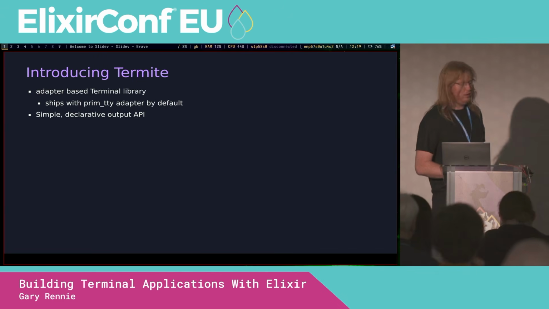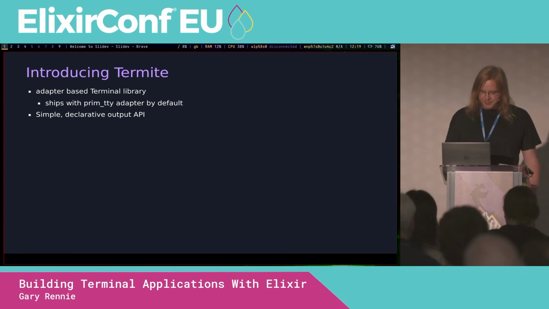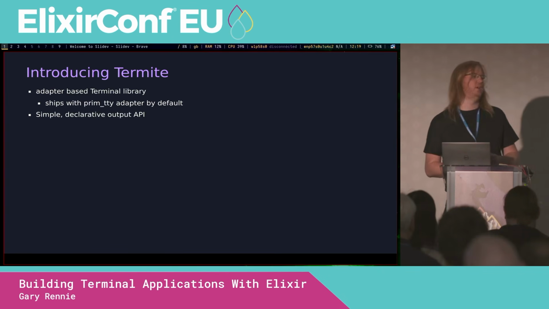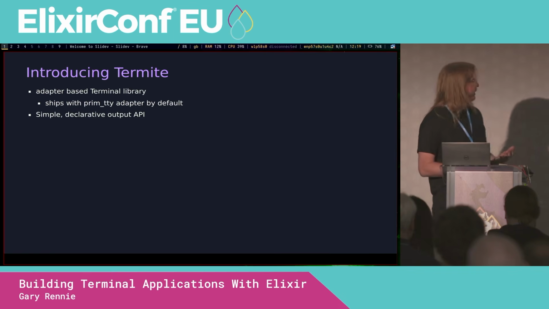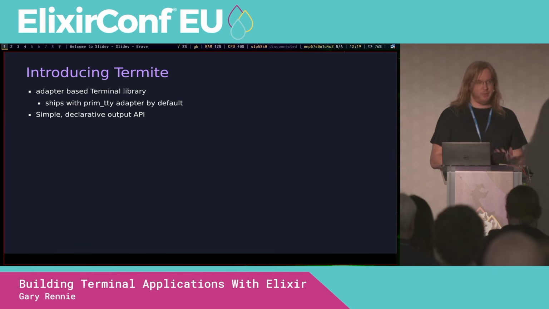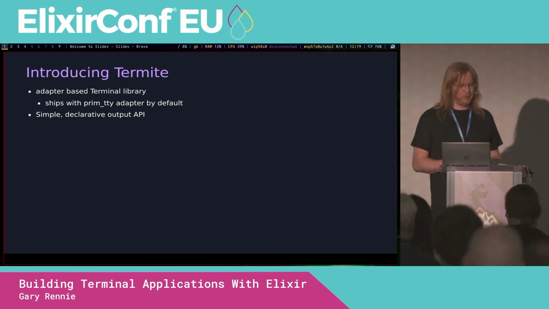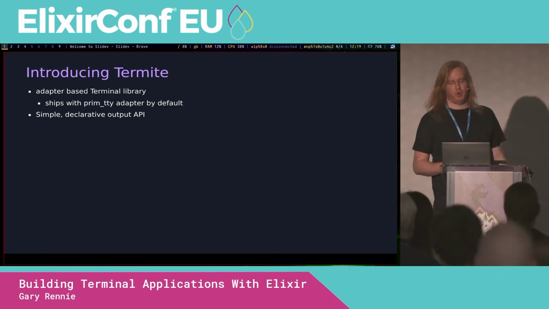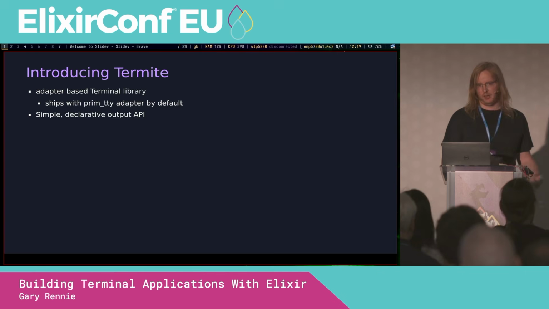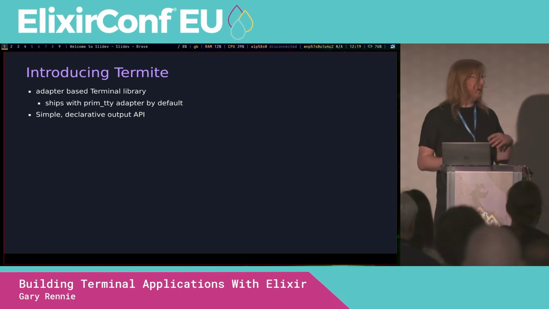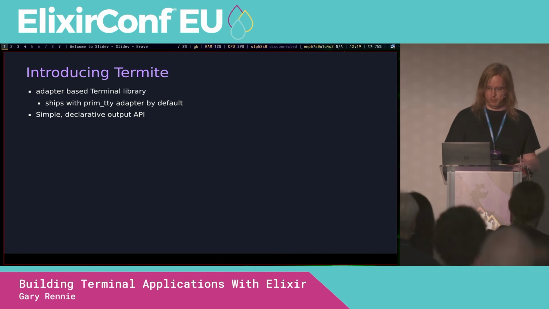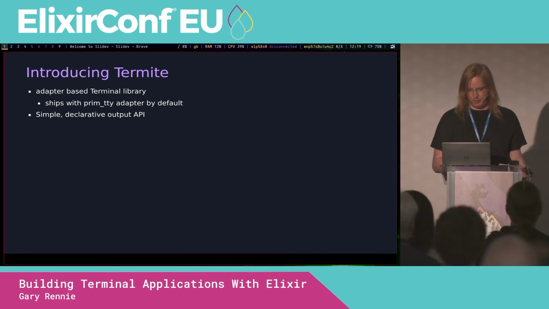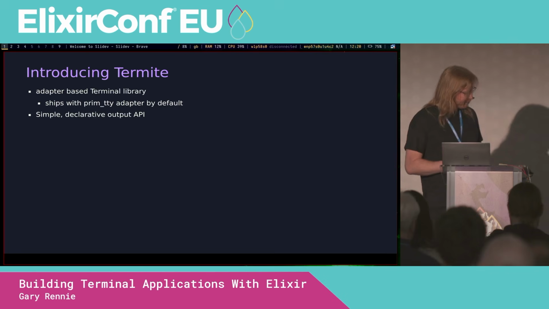So the library I've built is called Termite. And it's an adapter-based terminal library, so you can switch out the adapter. The main reason I made it adapter-based is because prim_tty is module.false in the BEAM, which means it could change without warning. Or the OTP team could just rug pull me entirely and delete it. So I wanted a way that, if that did happen, you could build a termbox binding or one of the many thousands of Rust terminal libraries, and it would just work.